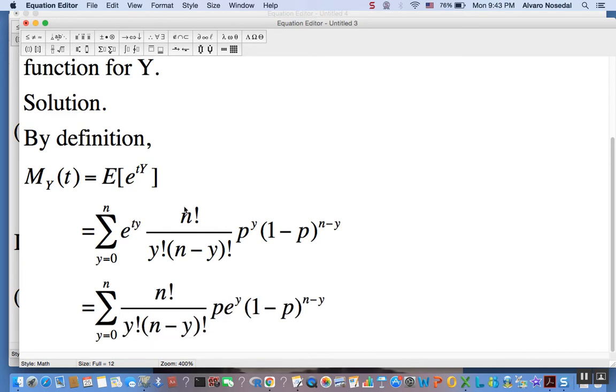e to the power of t, but this to the power y. Makes sense? It's the same. This would be p to the power of y, e to the t to the power of y. It's just going to be ty. So we're not doing anything illegal. Makes sense, right? Okay.